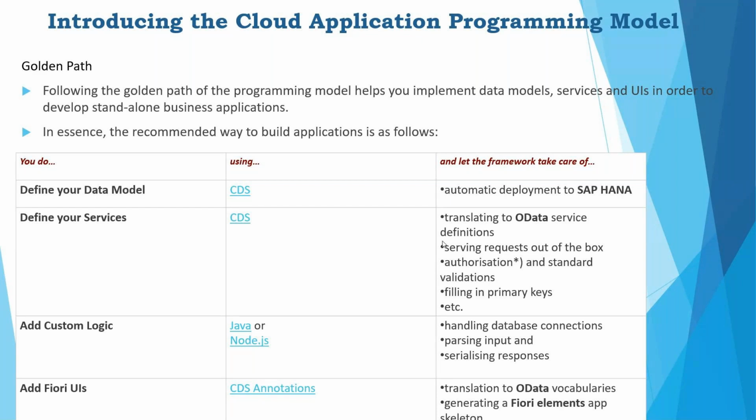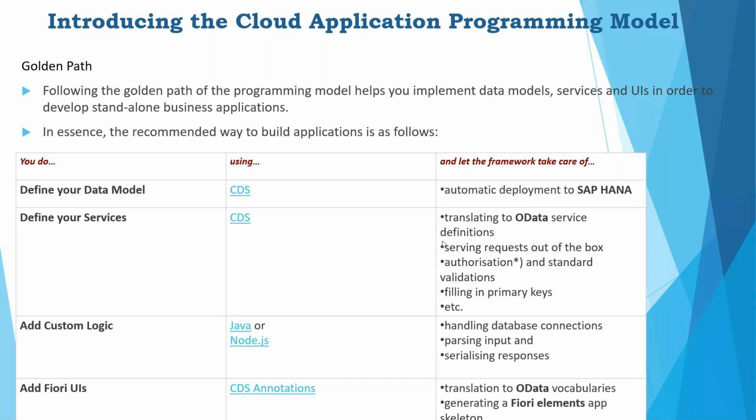You can define your services, and once you create a service, it is automatically converted into OData services, filled with primary keys and everything. If you add custom logic using Java or Node.js, the framework automatically handles the database connections, parsing inputs, and serializing responses. And if you add Fiori annotations, they are automatically converted into OData vocabularies, generating the Fiori elements app as well. So these are the golden paths.